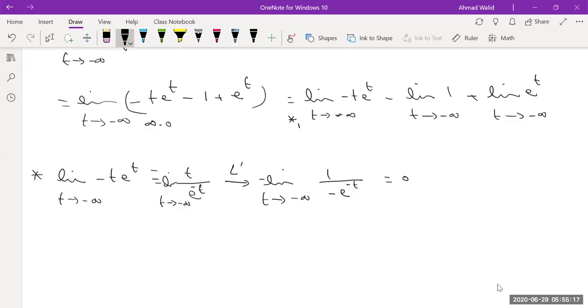And now, if you find this limit, it is actually what? 0. If I plug this part here and I find the other limits, it means if I go back here, I will have 0 minus, what is the limit of 1 when t approaches negative infinity? Definitely 1. Plus, what is the limit of e to the t when t approaches negative infinity? This one gives you 0. Then my answer is what? Negative 1.